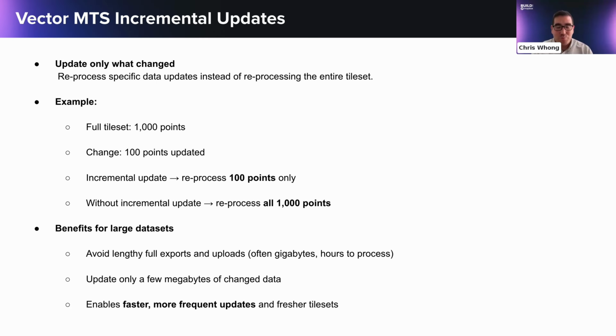Reprocessing a tile set takes time. So if you're only updating a small section of it, that update time is also reduced. If your tile set takes an hour to process because you have millions of points, and you're only updating a few thousand of them, you can get that update done much more quickly.